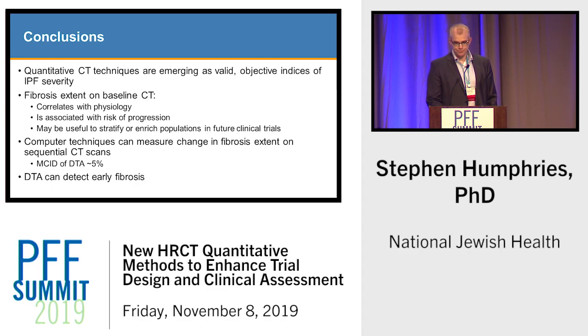So to conclude, quantitative CT techniques are emerging as clinically valid, objective indices of severity in IPF. We've seen that the amount of fibrosis on a baseline CT is related to physiology and associated with the risk of progression. So this gives us the idea that we can use this as a tool to objectively characterize disease severity at a given point in time, and this might be a useful technique for stratifying or enriching populations in trials.